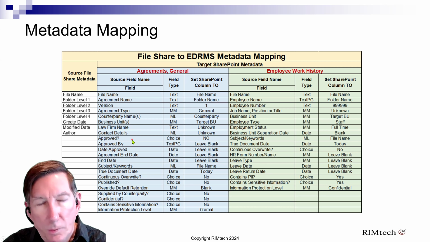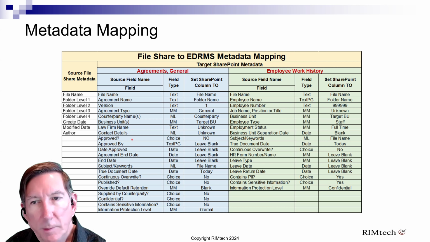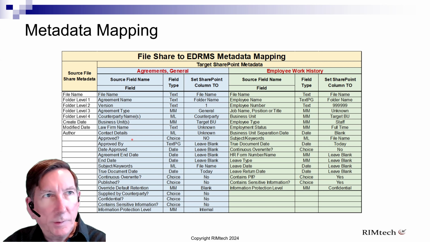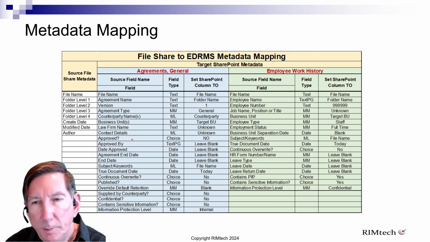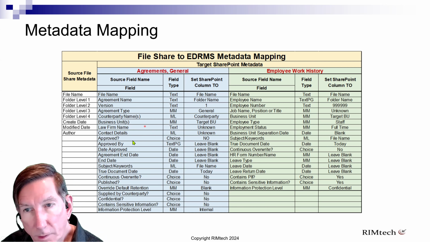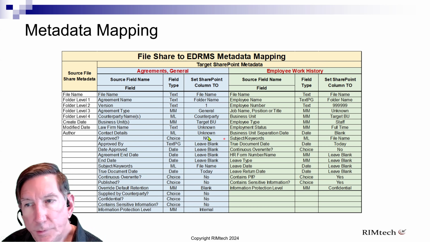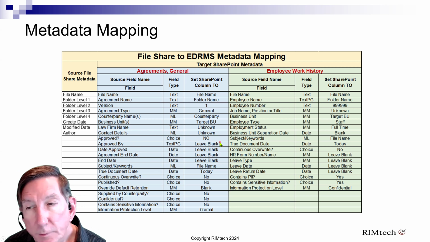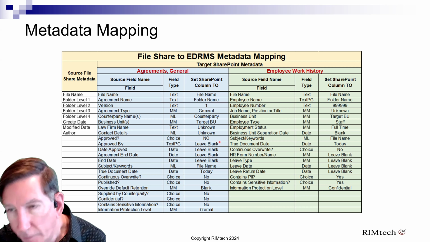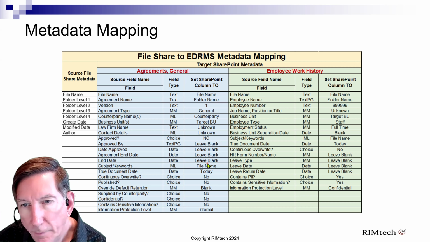Approved, yes or no. No such source metadata. But we've got to know, has this agreement been approved or not? Well, we don't know. So let's just stuff it with the value no. Not going to kill us, but we have to have a yes or a no in there, right? Approved by, date approved, and agreement end date. Those fields are optional. They're not mandatory. So we can leave them blank forever. So that's exactly what we're going to do. We're going to leave them blank.